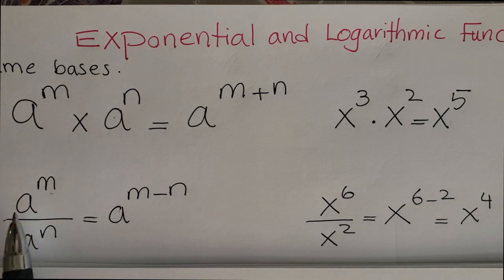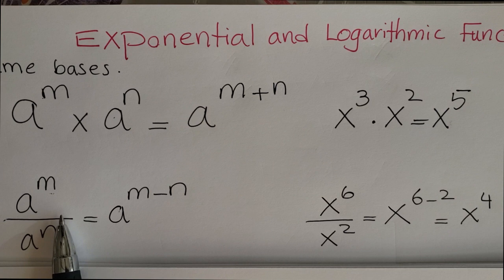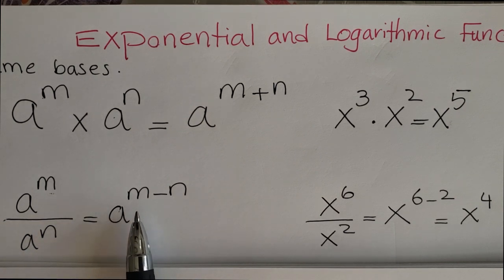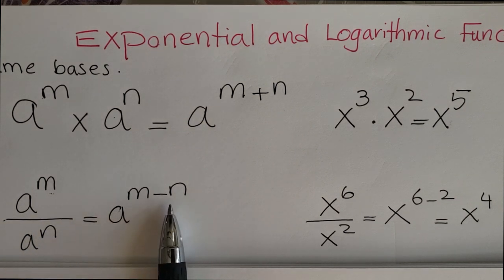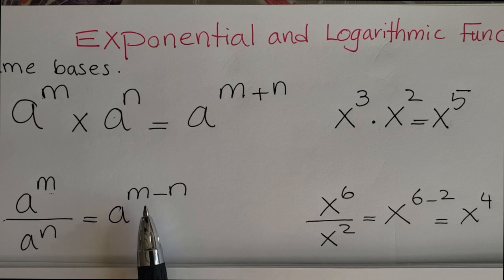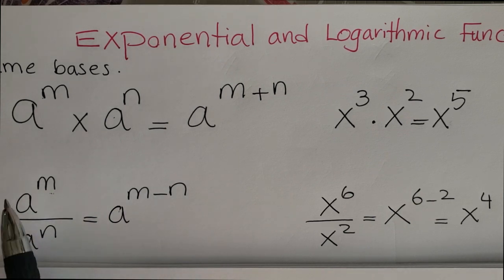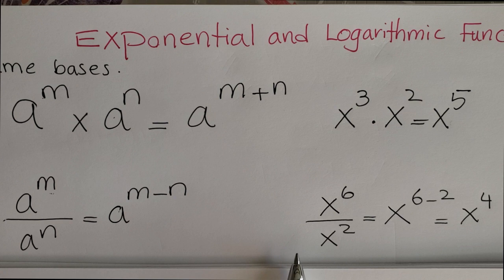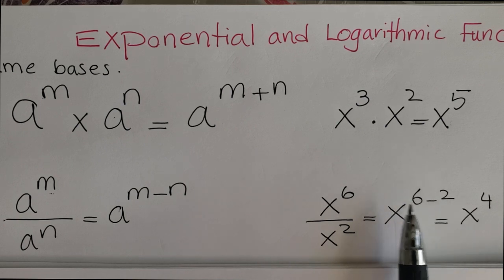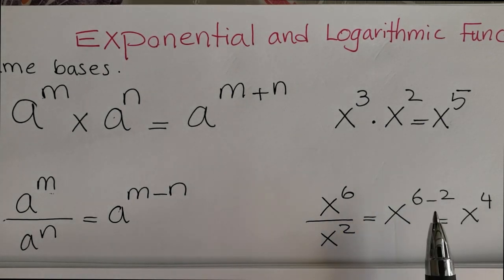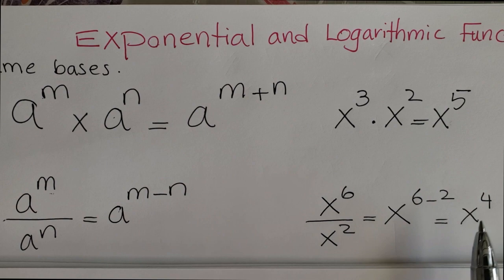So the bases are still the same. The operation is division. And then here, the action taken on the exponent is subtraction. And as you can see, again, the bases are the same. So an example would be x to the power 6 divided by x to the power 2 would be x. The exponents would be subtracted from one another. 6 minus 2 would be x to the power 4.